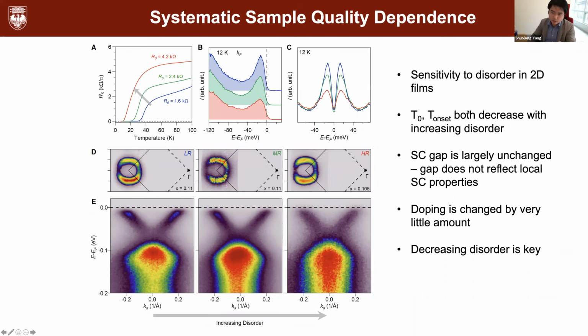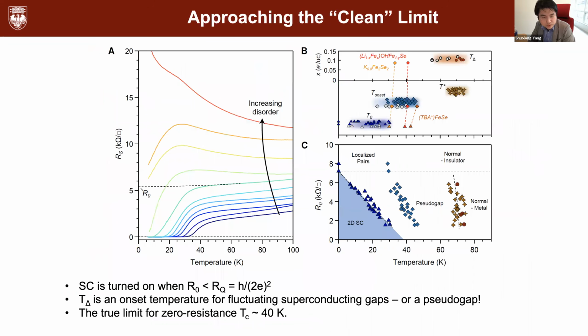However, the transport Tcs, the zero resistance Tc and the onset Tc, both decrease very sensitively with increasing disorder. The other thing worth mentioning is that doping is changed by very little. So this is just about disorder, not the doping dependence. We really need to understand what this disorder does to our Tc and our T_BKT. And can we push the sample to the cleanest limit so that we get the intrinsic Tc of iron selenide thin films? That's what we did. We tried to compile all our data with different extents of disorder.